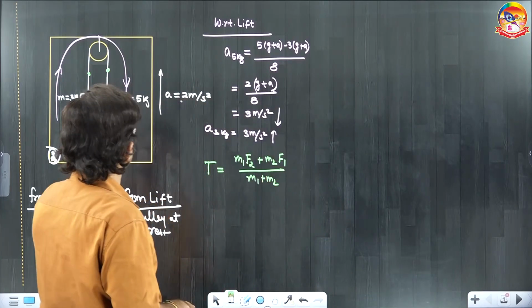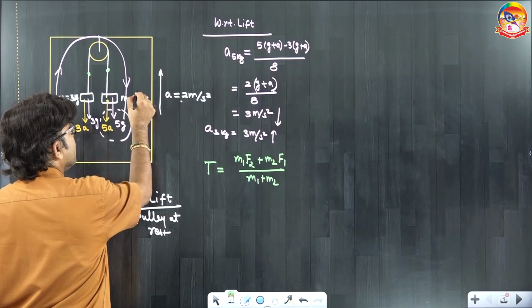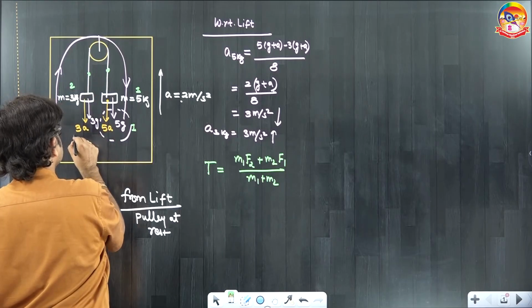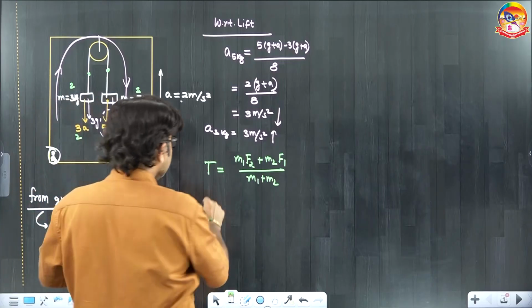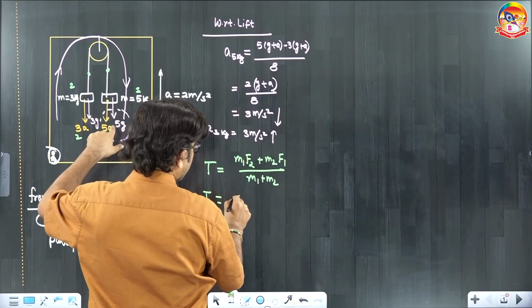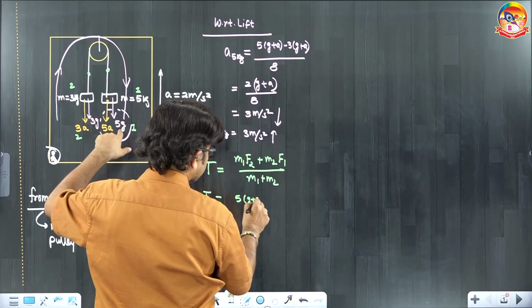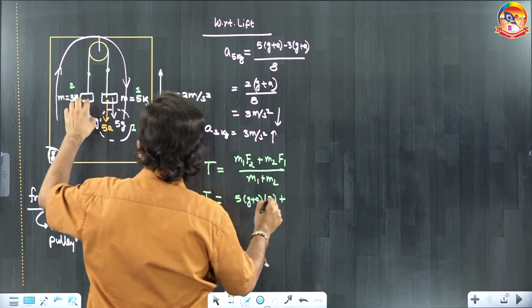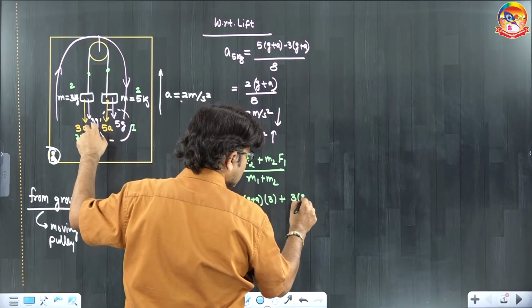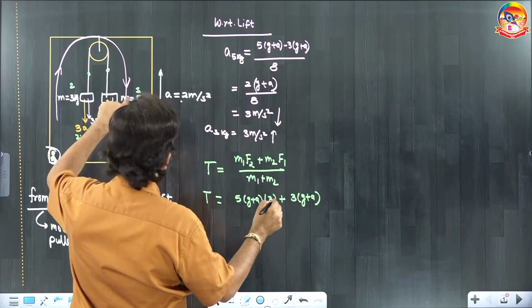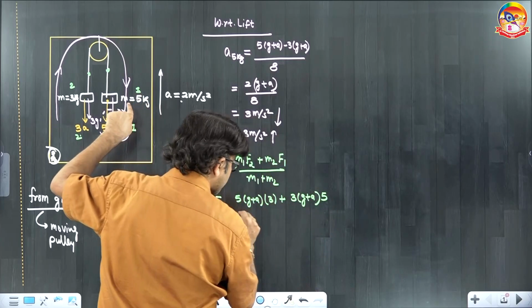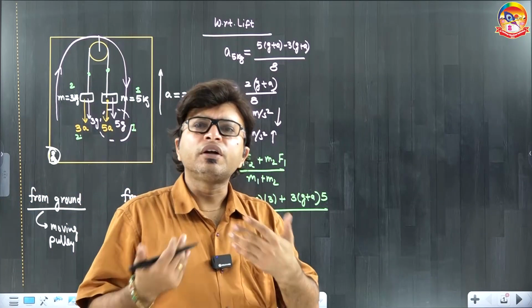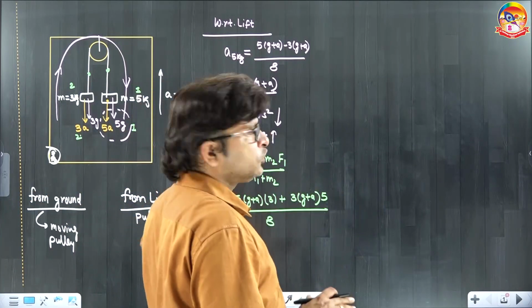So over here, what is the force? Let us say this is M1 and this is F1. This is M2, this is F2. So what will be the tension? Tension will be equal to 5 into (g plus a), that is F1, into M2, where M2 is 3, plus 3 into (g plus a) into 5, divided by the total mass, that is 8. So that's how we will try to deal with this frame.